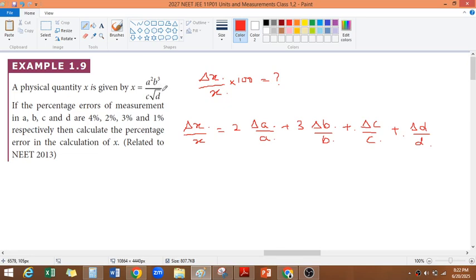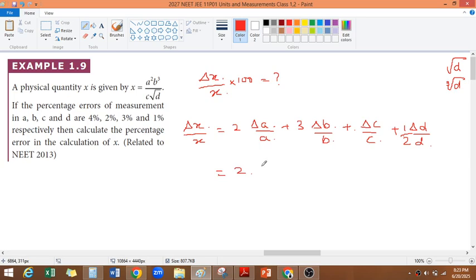But what is the power of d? It's power 1 by 2. So you have to put power 1 by 2. This is square root, so we are putting 1 by 2. Suppose if they give you cube root, then you have to put 1 by 3. That's all. So find out from the given information.